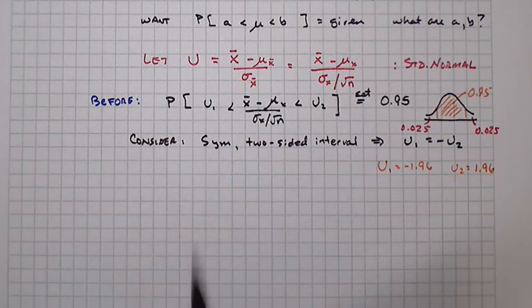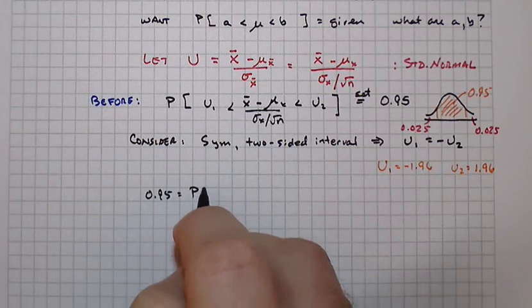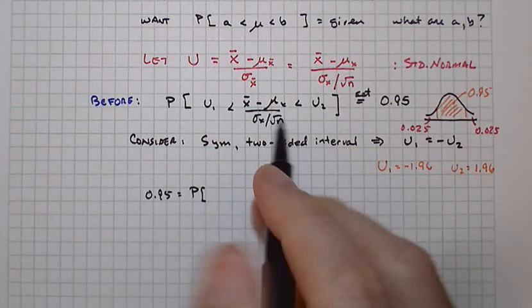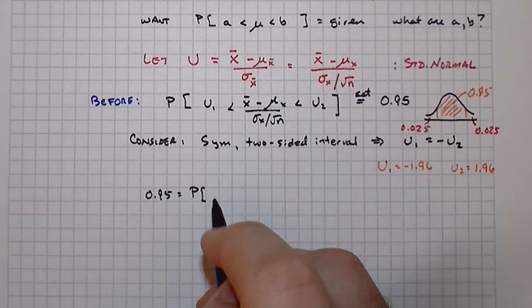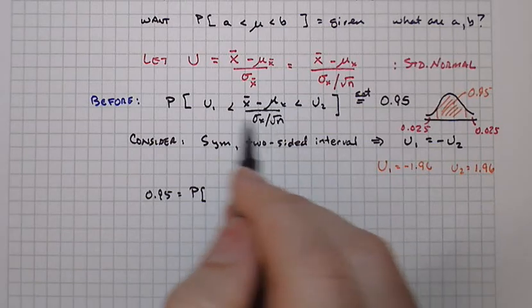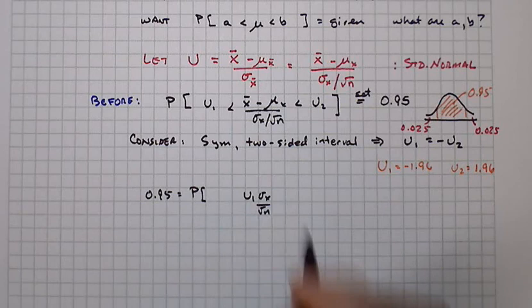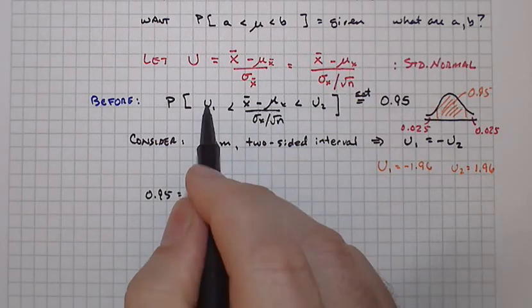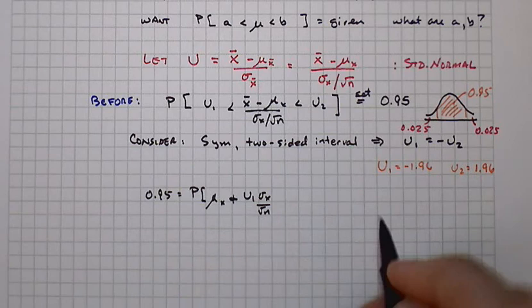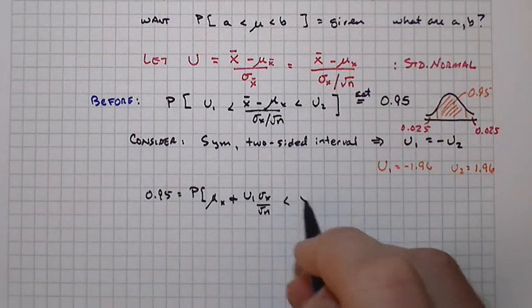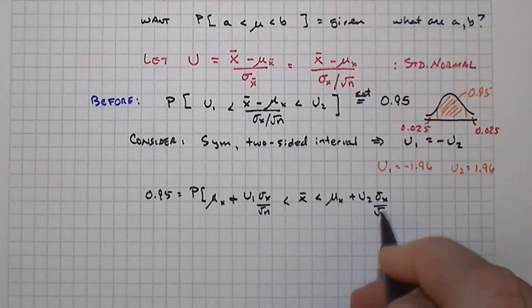Okay, so if we go back to our probability statement here, then we get 0.95 equals the probability that, and now we're going to isolate x bar in the middle of this. Right, so we'll multiply through on both sides, so that means the u1 value becomes u1 sigma x over square root of n, and then we're going to take the mu x out, and we'll have mu x plus u1 over that, and then we'll have x bar in the middle, and then likewise we'll have mu x plus u2 sigma x over square root of n.